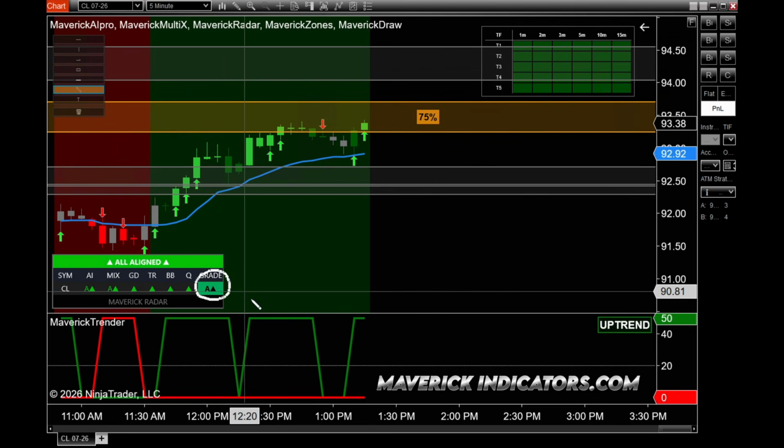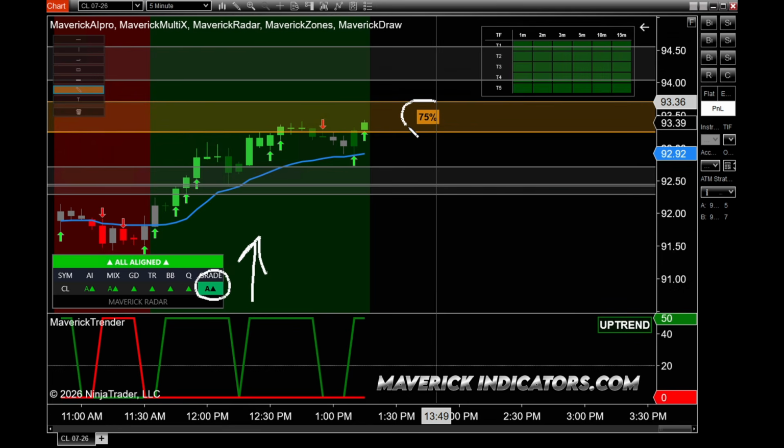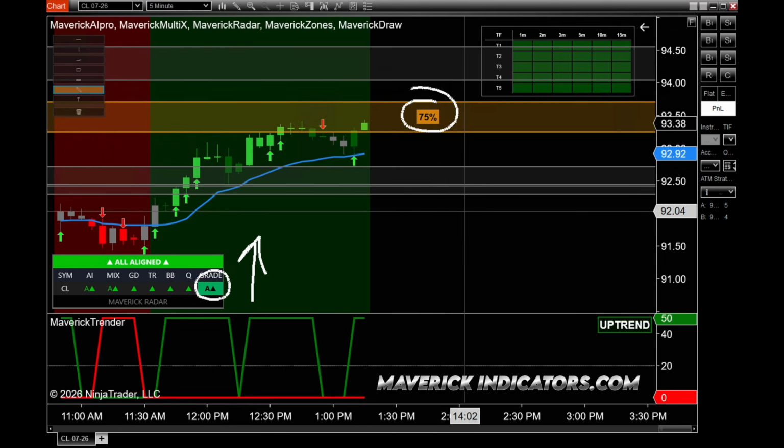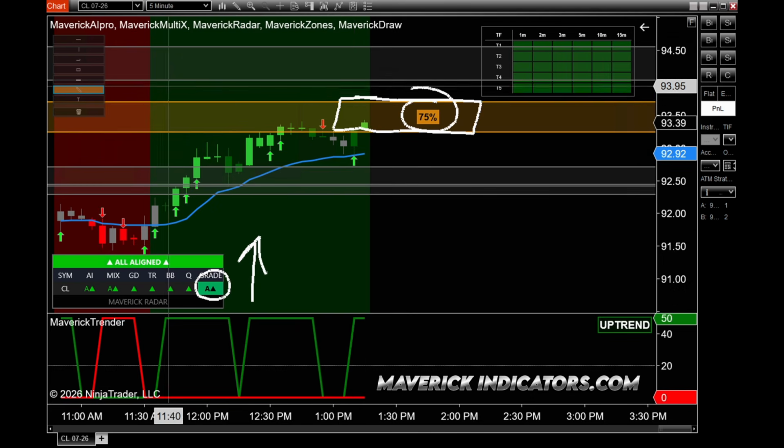This A+ setup to the upside I have my eye on here. So we got an A+ setup on the Ultimate Trading Assistant, coming into a weak zone here on the Maverick zones, which auto draws your support and resistance zones. This zone was auto drawn, so we got a weak zone that we're coming into.